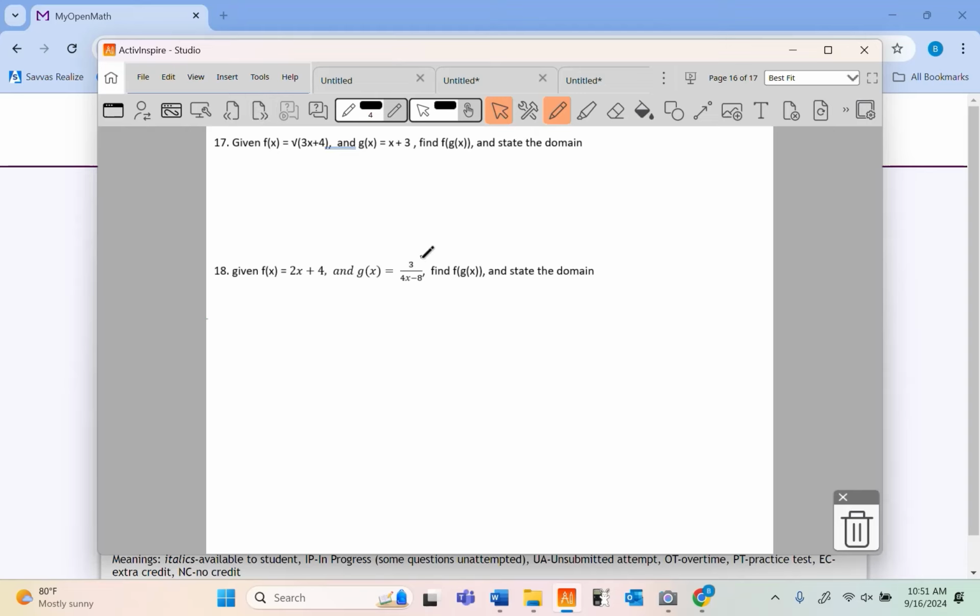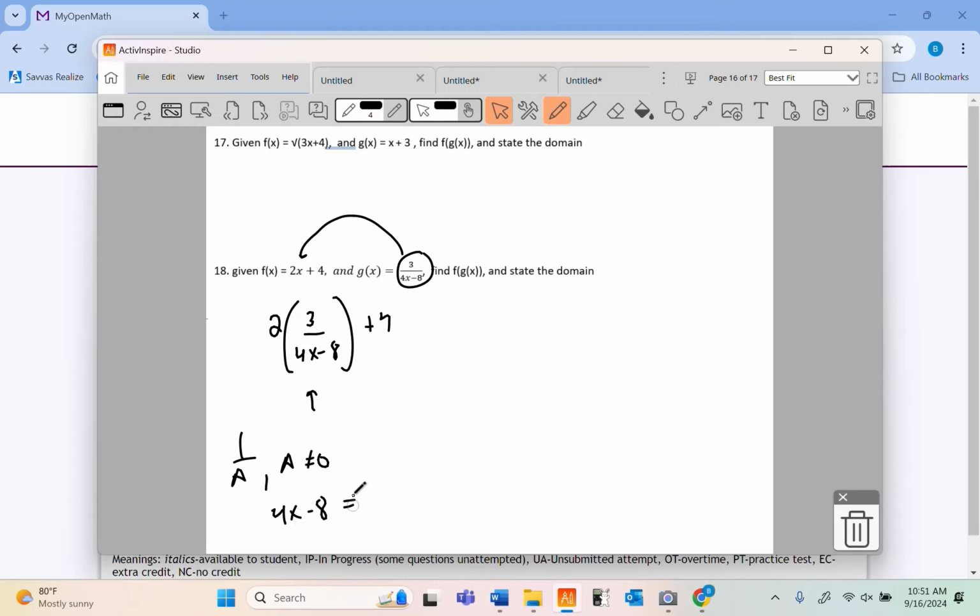I'm going to take this stuff right here and I'm going to put it right there. It's 2 times 3 over 4x minus 8. And then add 4. Now, the big deal here is we do not want the denominator to be 0. For 1 over anything, anything cannot be 0. So I do not want 4x minus 8 to be 0. Because if I do, I got a problem. So 4x is not 8.